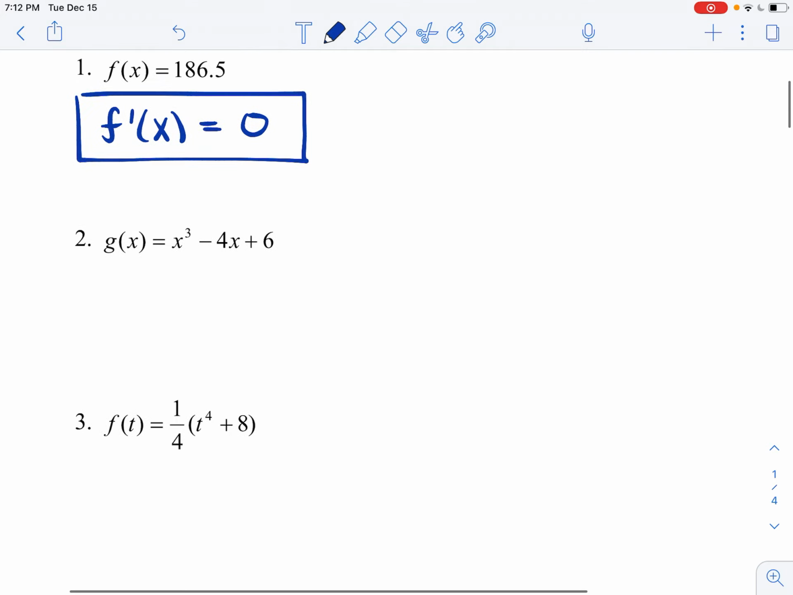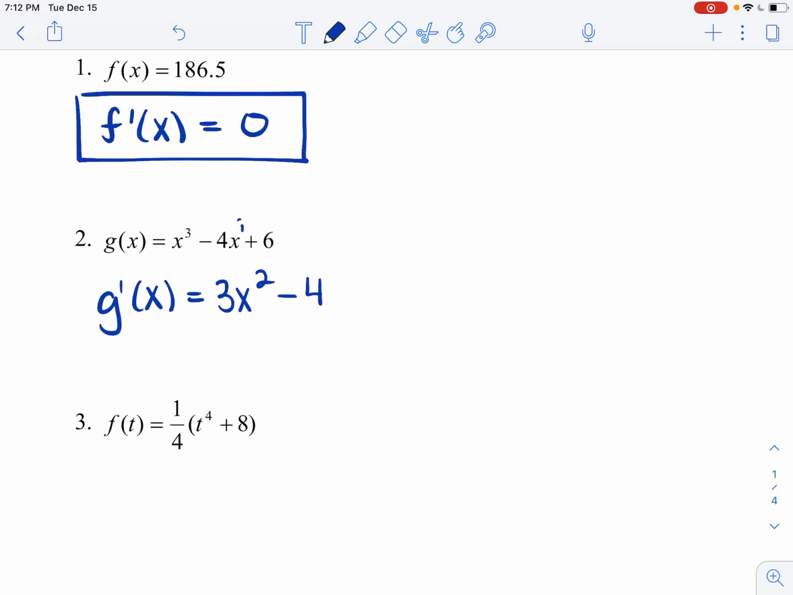For number 2, we could use the power rule. For each term, the sum and difference of these terms can each have the power rule applied to them individually. So the derivative of x to the third would be 3x squared. The derivative of negative 4x would just be negative 4. So when I brought down that power of 1 and subtracted 1 from the power, I end up with x to the 0 power, which is just a factor of 1. Again, if we want to write that out, we can. And the derivative of 6, which is a constant, would just be 0. So the simplified derivative here would just be 3x squared minus 4.